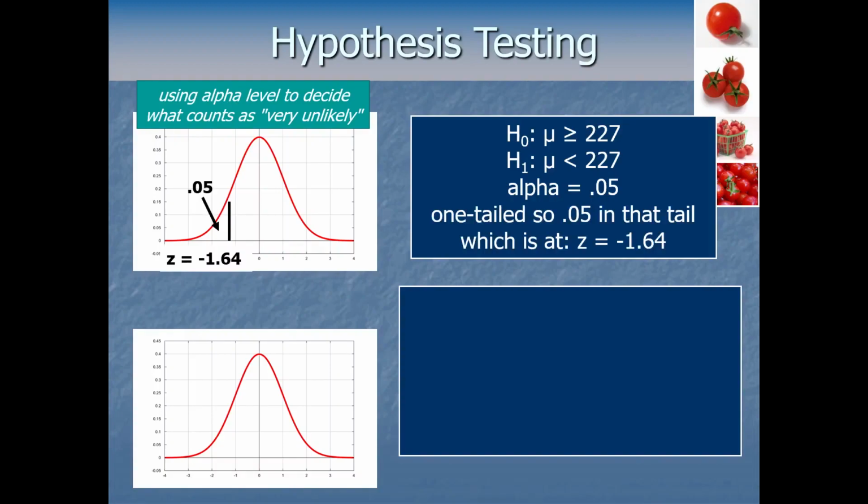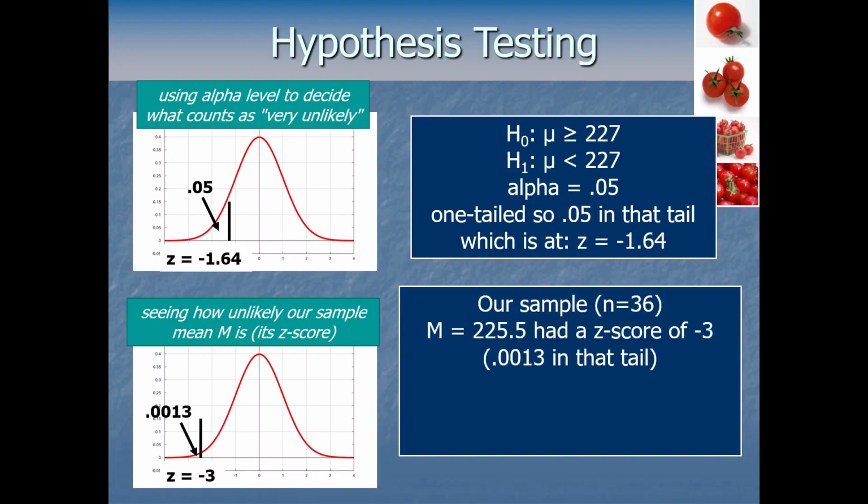Which, if we look it up in a table, is a z-score of negative 1.64. So that gives us the rejection region. Then we just need to know if our sample's z-score is that far out or further. Since our sample of size 36 had a mean of 225.5, that came out to a z-score of negative 3, meaning the spot where only a 0.0013 proportion of the graph is out there, so we know our sample is further out than the cutoff that put 5% in the tail.